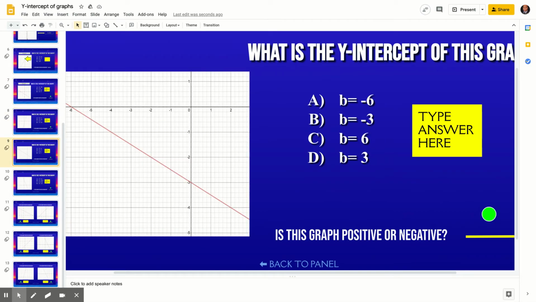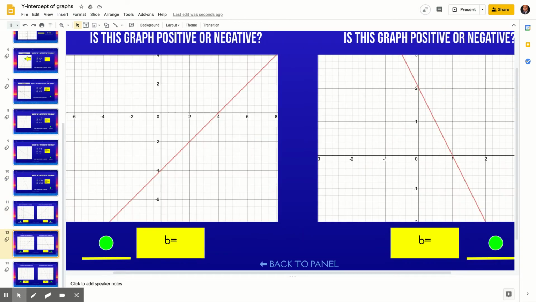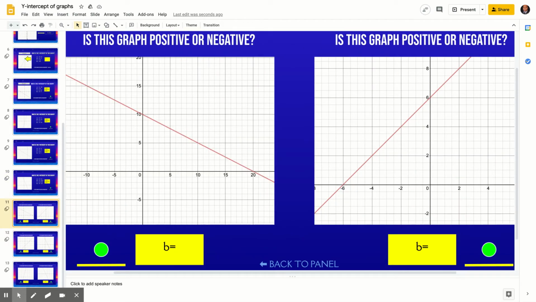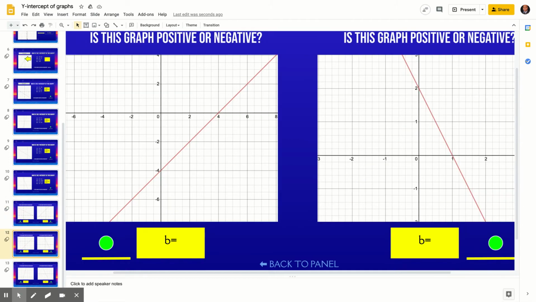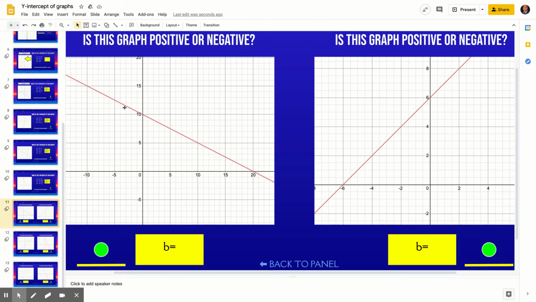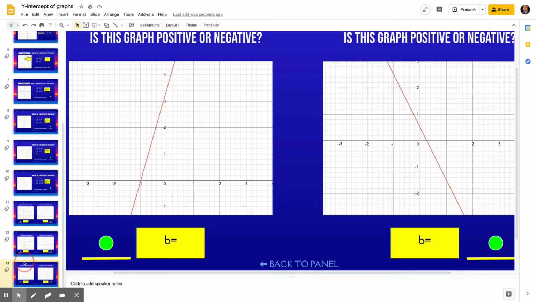Slide 8, slide 9, slide 10, they're all similar. Then we get to 11, 12, and 13, where you're going to see two graphs, but the task is the same. What is our y-intercept, also known as our lowercase b, and we need to place our green dot on our graph. Notice that some of these graphs are negative and some are positive. That doesn't change the game. Everything remains the same. Where did it cross the y-axis?